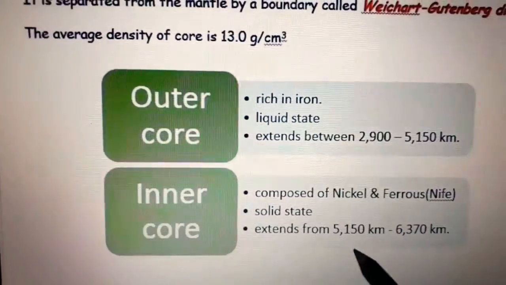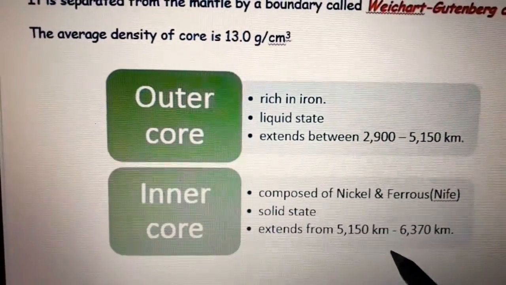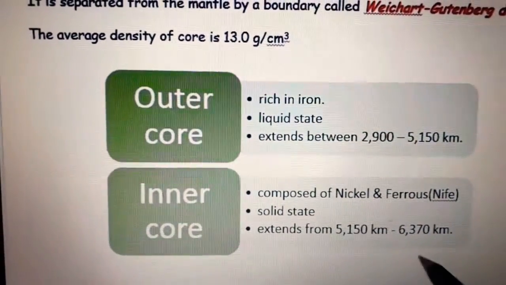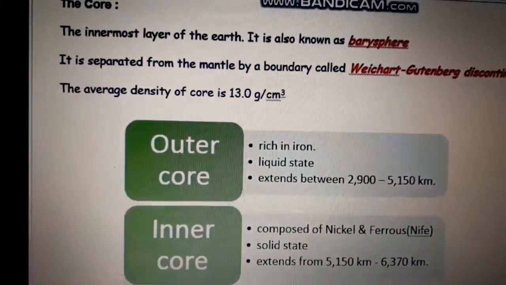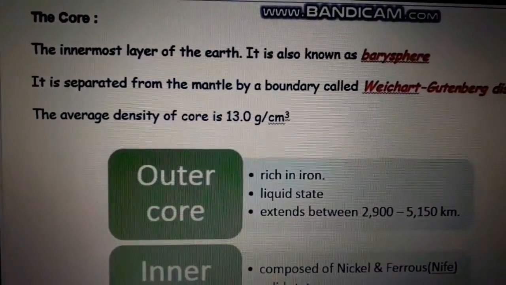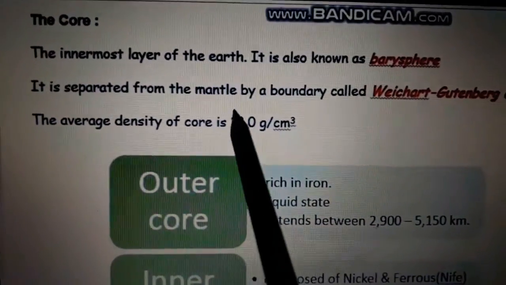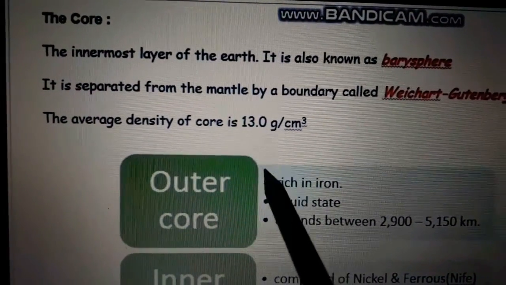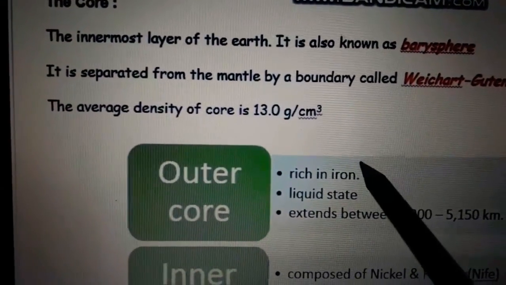It extends from 5150 km to 6370 km. Then the average density of core is 13.0 grams per centimeter cube.